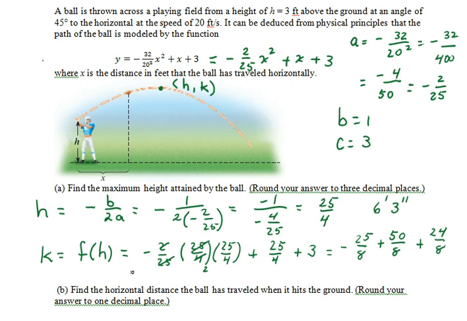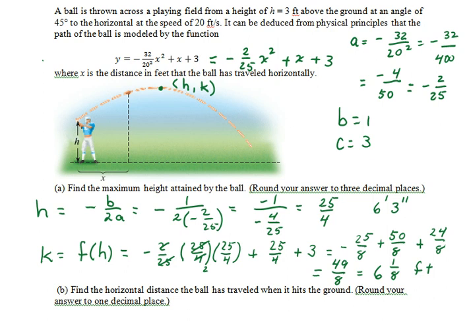So we get 49 over 8 feet, which is 6 1/8 feet. So 49/8 feet or 6 1/8 feet.